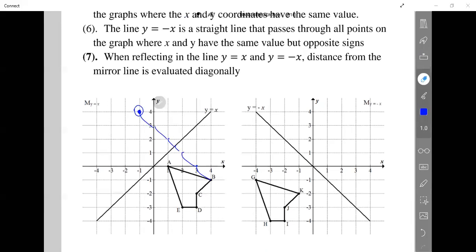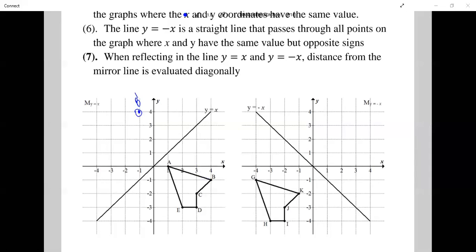Ladies and gentlemen, when you reflect in the line y is equal to x and the line y is equal to minus x, distance from the mirror line is evaluated diagonally. 1 diagonal, 2 diagonal, and a half. The image, a half, 1, 2. New position of B. This is B prime.